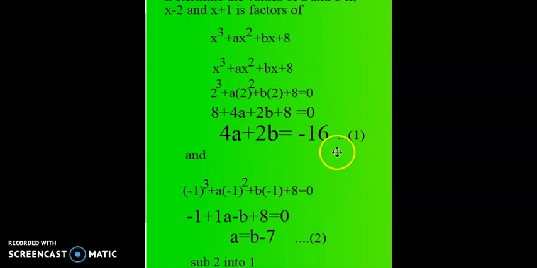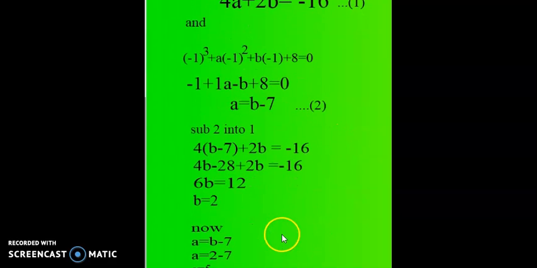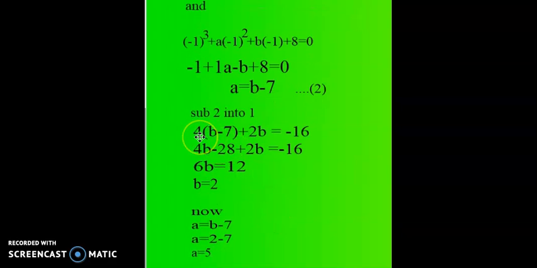Right? So now we're going to substitute this value of a into that expression of 1. So 4 into, and this was a, so that is b minus 7, plus 2b. So 4 multiplied by b is 4b. 4 multiplied with minus 7 is minus 28. Plus 2b is equal to minus 16. Therefore 6b is equal to 12. Thus b is equal to 2.